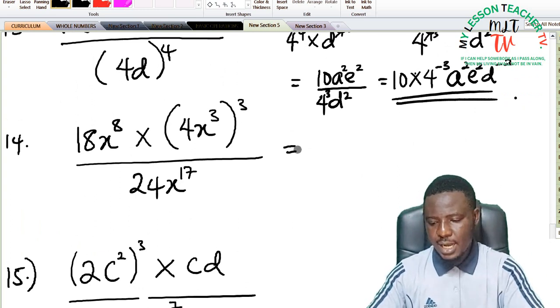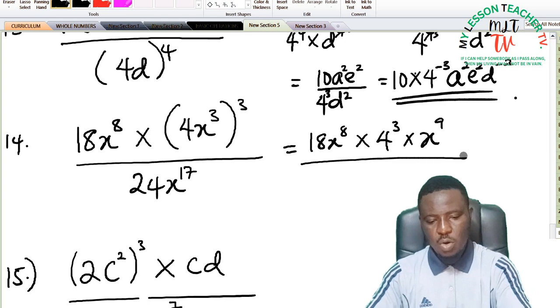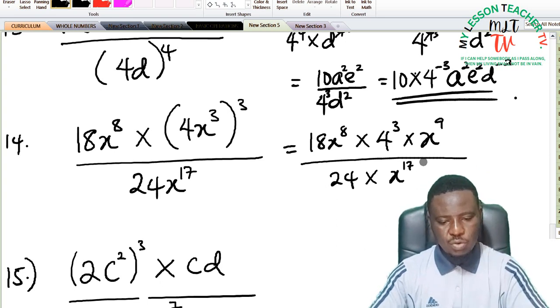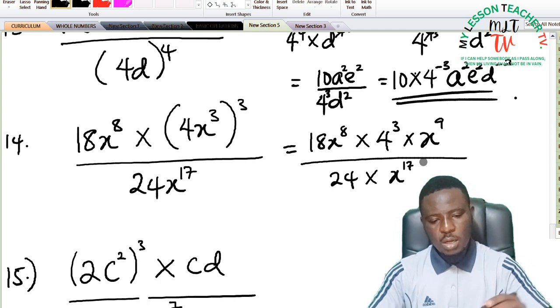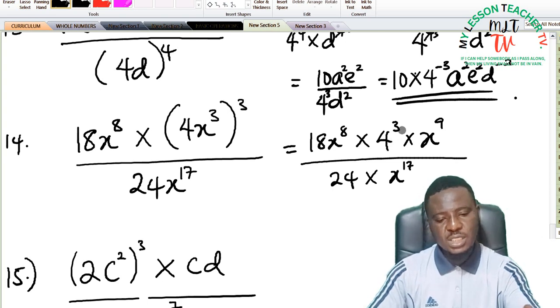This also can be simplified as 18x raised to the power of 8 times 4 cubed times x raised to the power of 9, all divided by 24 times x raised to the power of 17. Now you can divide, if anything can go. Or you can also first of all simplify 4 raised to the power of 3. And 4 raised to the power of 3 is said to be 64.